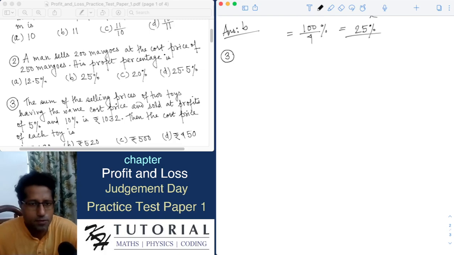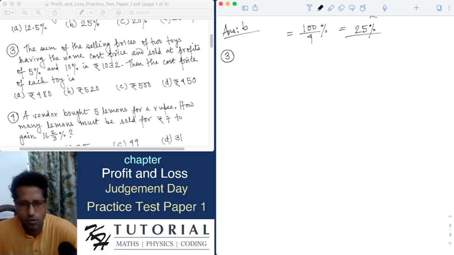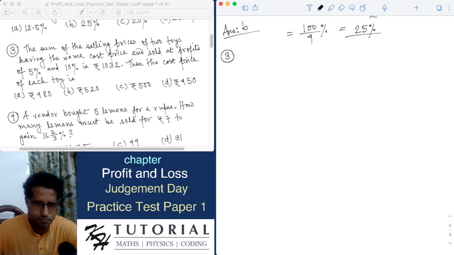So problem number 3 says the sum of the selling price of two toys having the same cost price and sold at profits of 5% and 10% is rupees 1032. Then the cost price of each toy is. Okay, the sum of the selling prices of two toys having the same cost price and sold at profits of 5% and 10% is rupees 1032. Then the cost price of each toy.